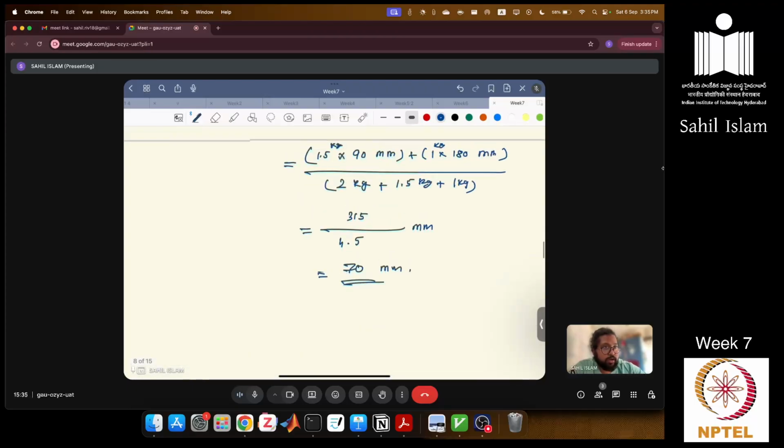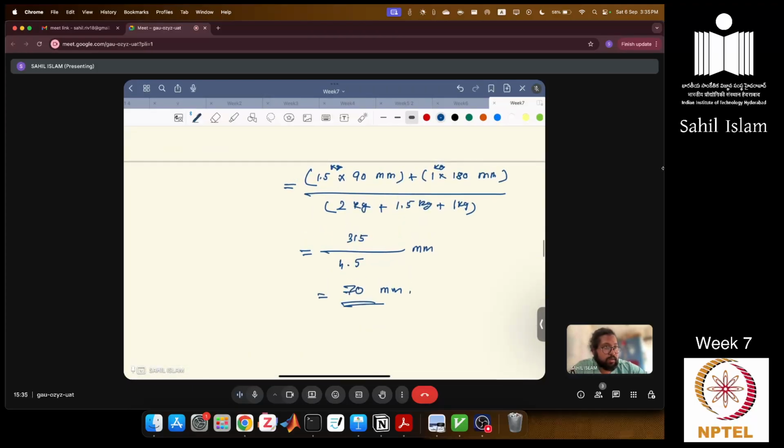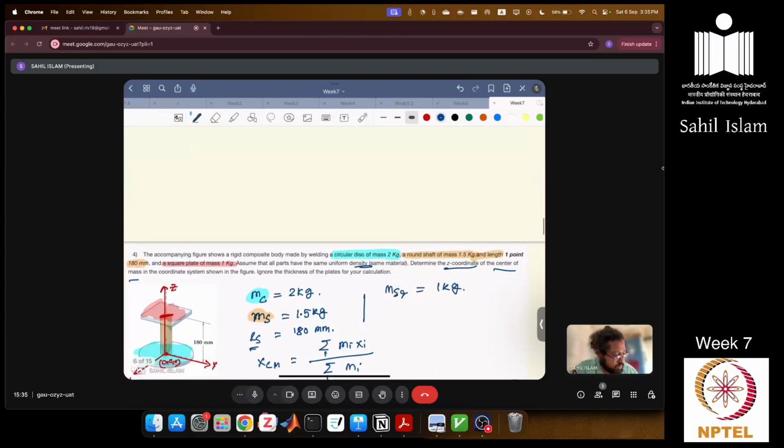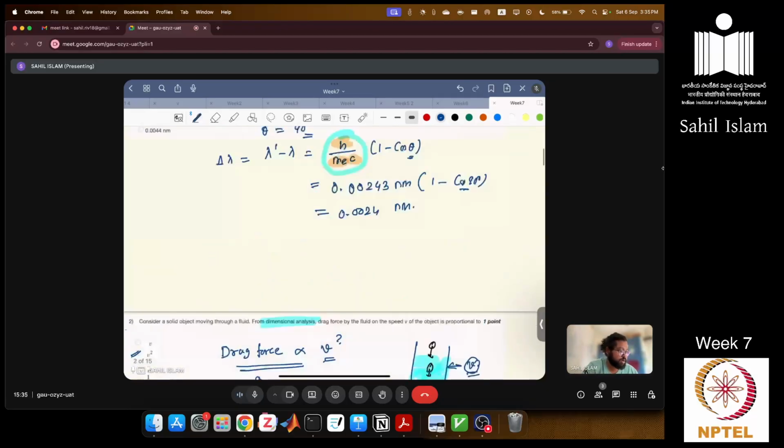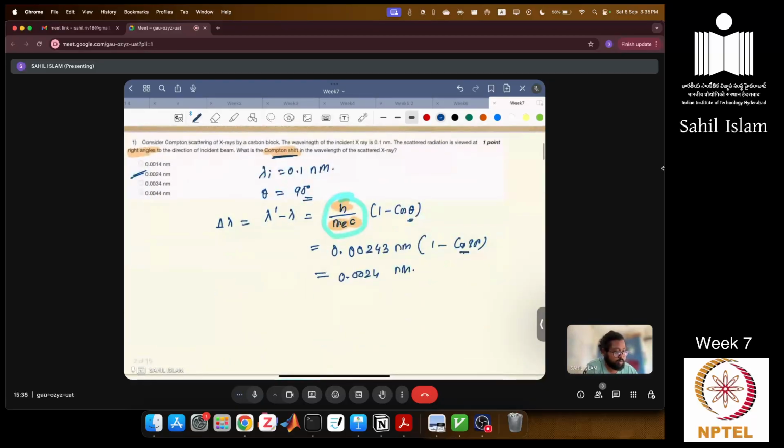Okay, so we have already started at 3. If you can hear me, please let me know. And we have already solved 3 4 problems from previous year. It is mostly easy problems. One is about Compton scattering where you are asked to calculate the Compton shift in wavelength. So this is the formula it was given, and you get this answer.